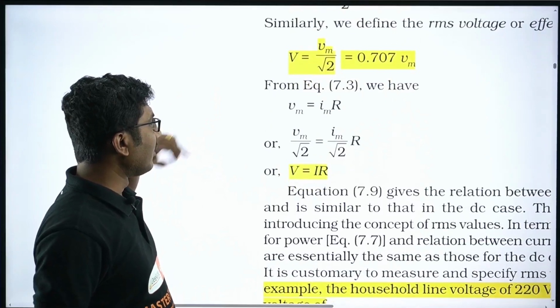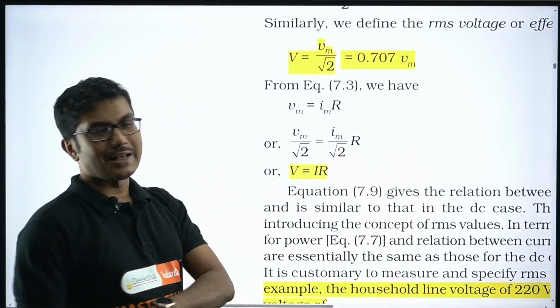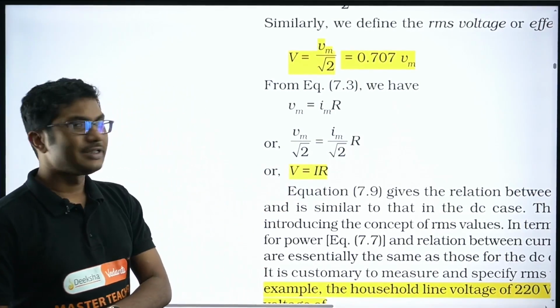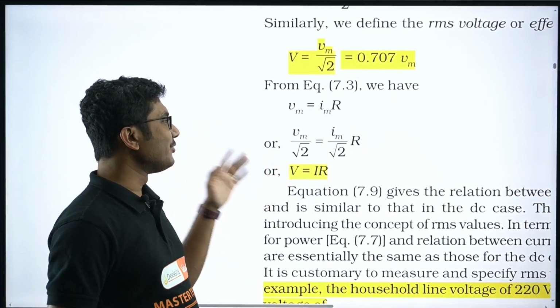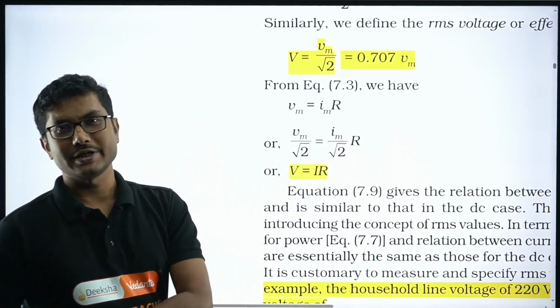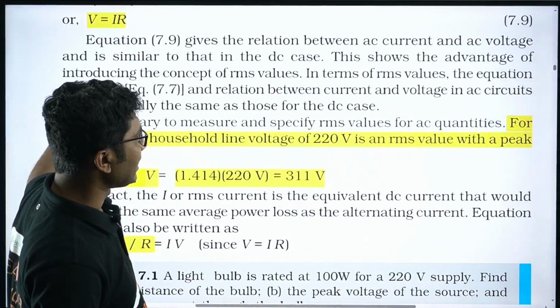Now from there we can write the Ohm's law. Now Ohm's law, again, is valid for AC circuits as well. V is equal to IR, right? So Ohm's law is again applicable for RMS when you are using maximum voltage, maximum current, or you are using RMS voltage, RMS current, right? So this is valid. The example I was talking about, they have also given.